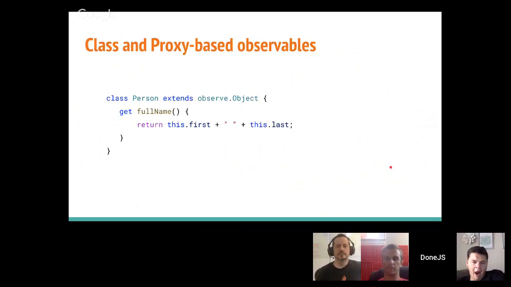Can-observe also lets you use class declarations, so you can extend observe.object or observe.array, which will let you do computed properties like this. You can use setters, and there's even decorators and things like that you can use for more advanced behaviors. If you're interested in can-observe, definitely go and check out the docs.